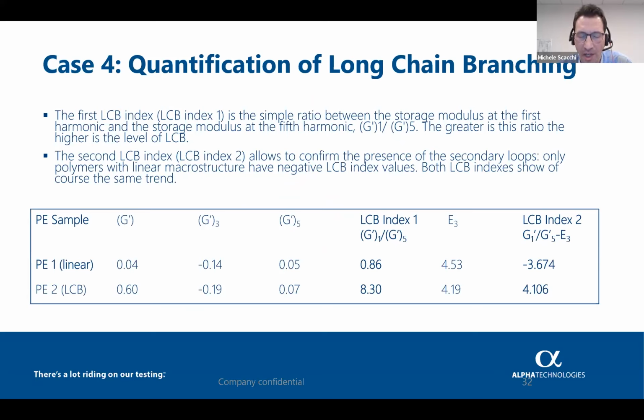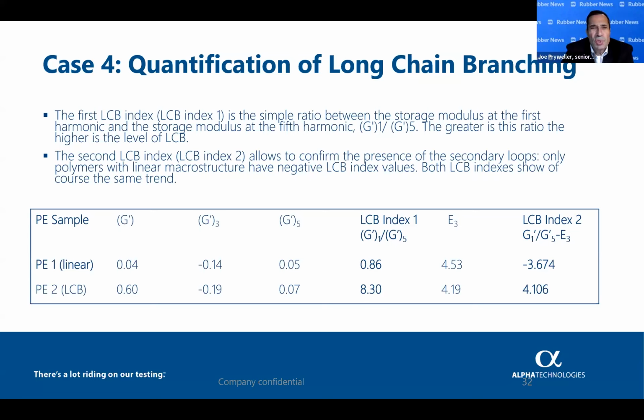The values reflect the branching content of the material. If the material doesn't have the proper branching content, we probably have a problem related to melt fracture.